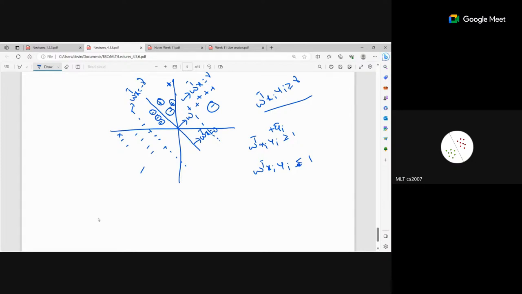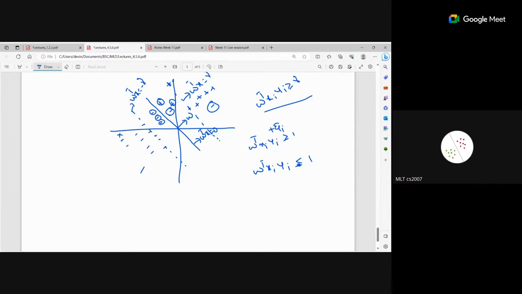But let's see, how do you decide the margin? We need to have maximum margin, right? Yes, we want maximum margin. But one assumption here is that the margin is one. If it is a maximum margin, how do I decide that? See, the margin is not one.